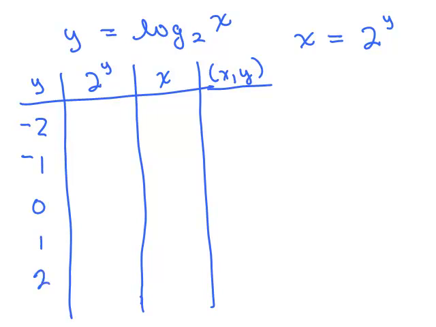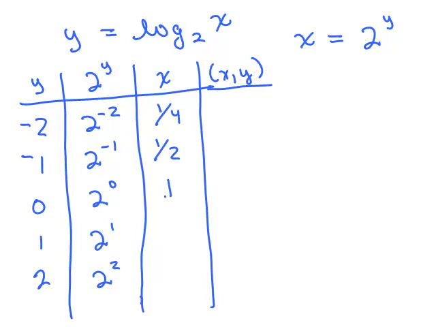And we know that x is 2 to the y. So 2 to the y would mean 2 to the -2, 2 to the -1, 2 to the 0, 2 to the 1, 2 squared. I'm just plugging in that value of y, and then I'm going to simplify it. 2 to the -2 is 1 over 2 squared, which is 1/4. 2 to the -1 is 1/2. 2 to the 0 is 1, then 2, and 4.